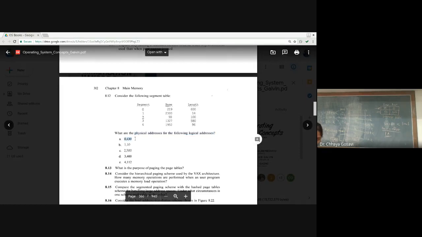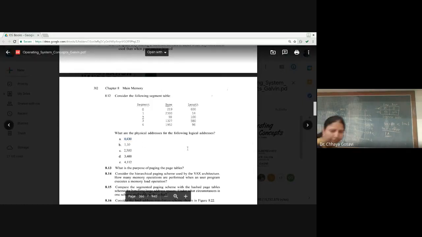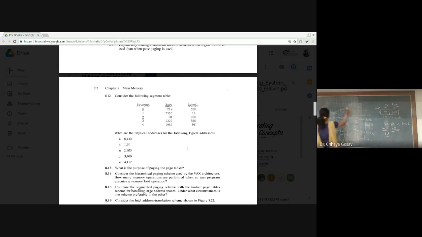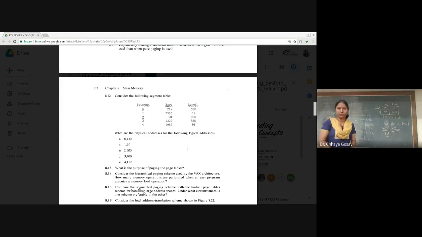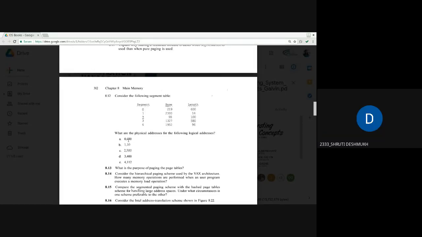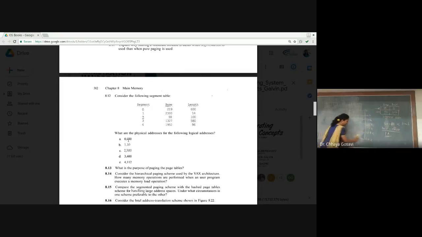So this logical address is given. Now, if it is 0430, how to read this logical address? Segment number 0, offset 430. Segment number 0 and 430 is the offset. And how to convert this logical address to physical address? The base is 219. You have to add this 430, which is the offset, to the base.